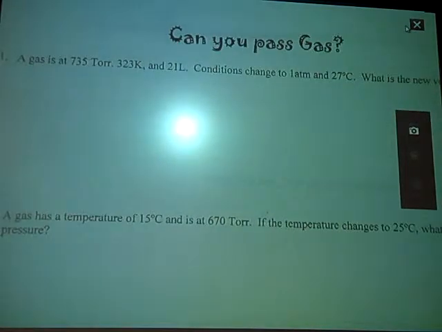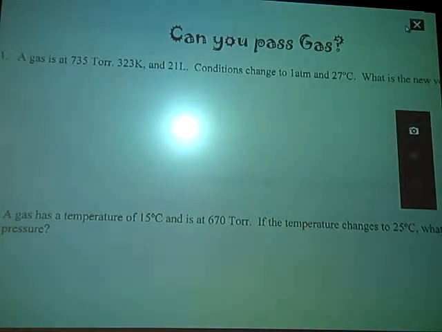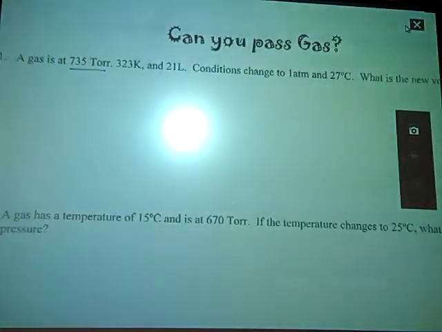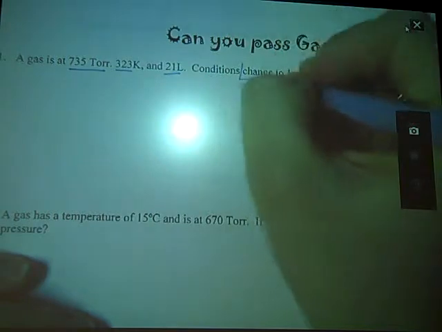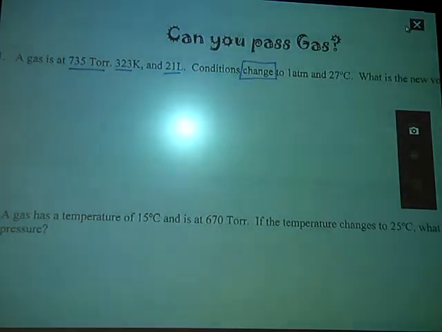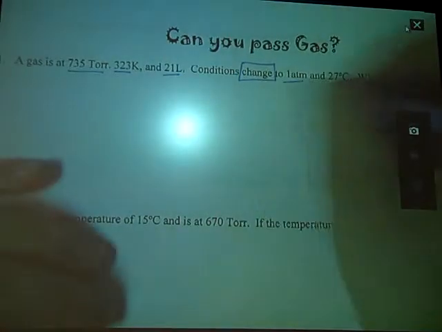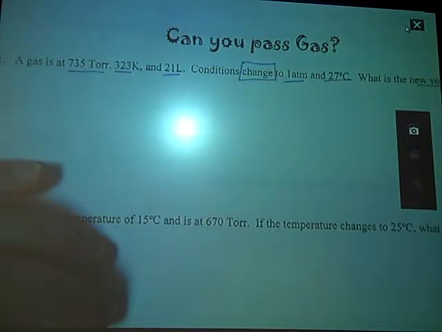So, stuff that looks useful. Numbers always look useful. That looks useful. That looks useful. Here's the big word. My conditions change. That's what tells me that I'm going to use one of those laws that we just talked about. Here's my new conditions. What is the new volume?